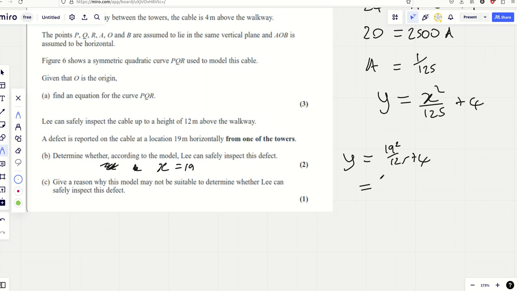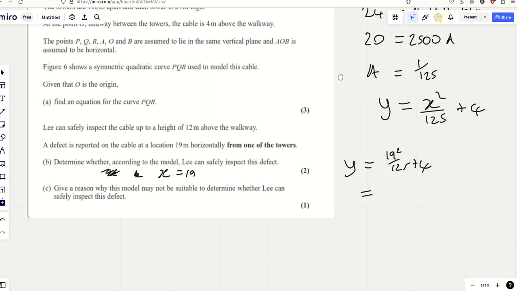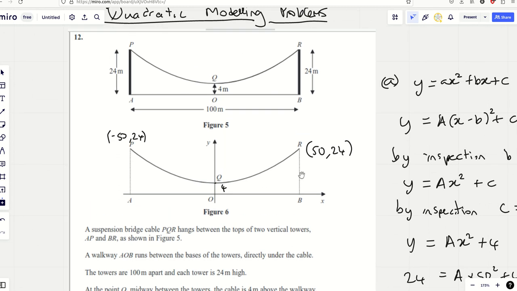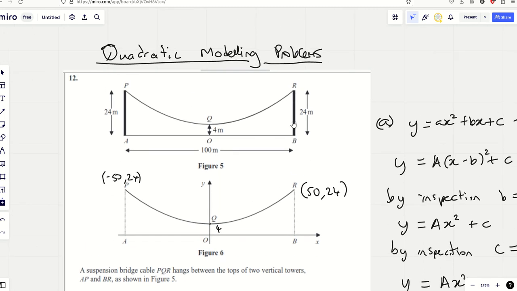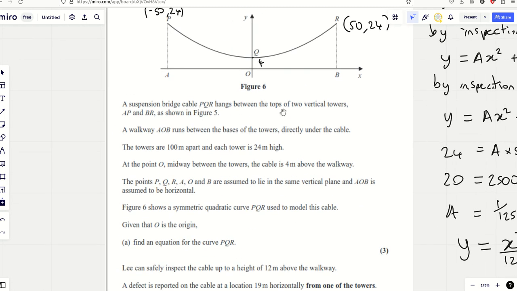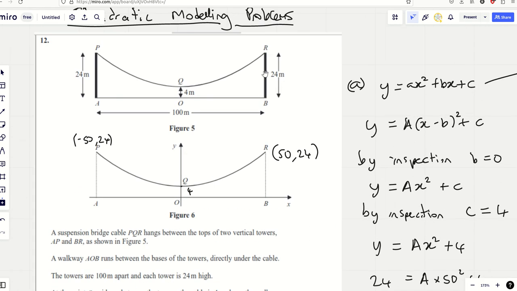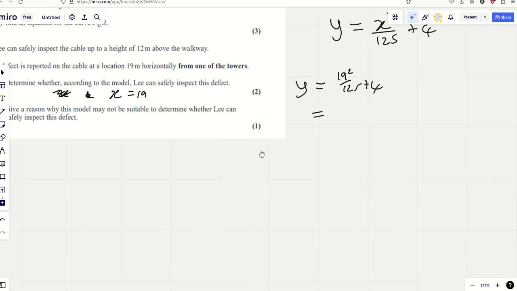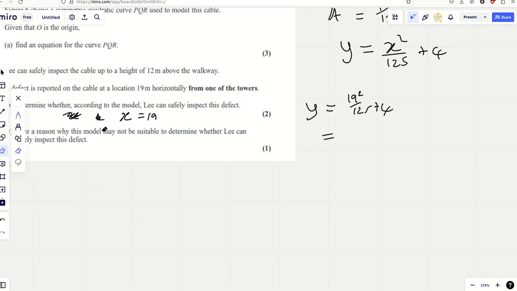I'm presuming they're going to make it close. Doesn't sound that close. Yeah, oh sorry, from one of the towers. It said this in bold, and often I ignore it. 19 meters from one of the towers. I'm guessing these are the towers. Let's read it carefully. Yeah, these are the towers, so if it's 19 from there, I knew because my answer was too far out, and they always make it close. This is 50, this is 19, so it's actually going to be x equals 31. Oh, silly me. Okay, so x equals 31.